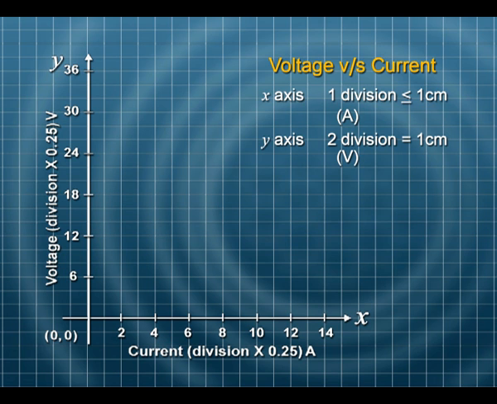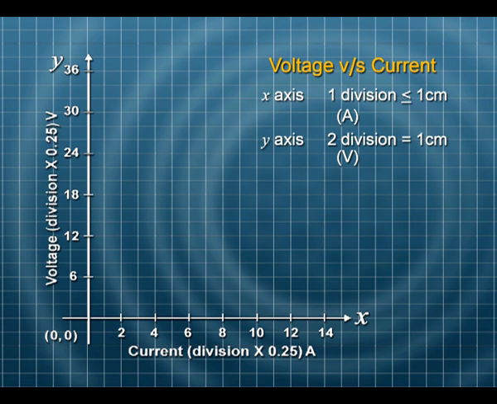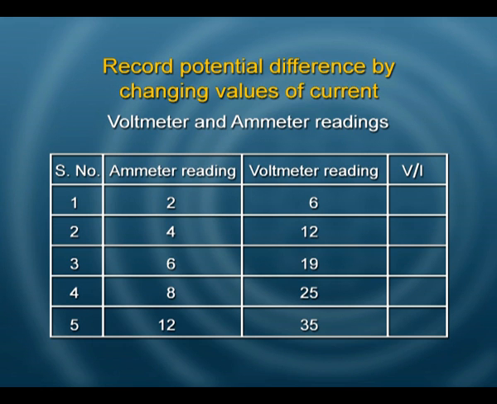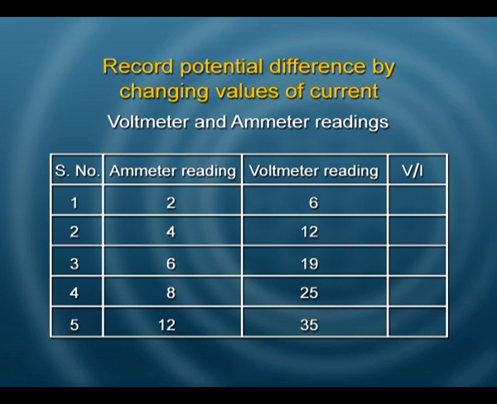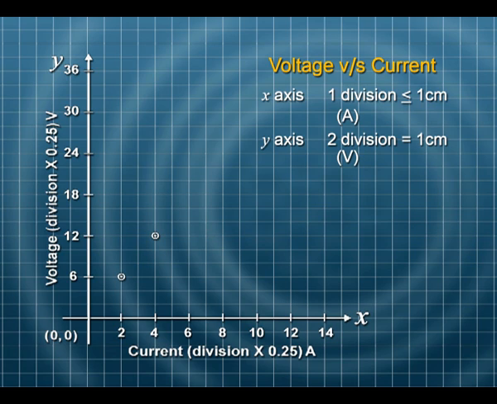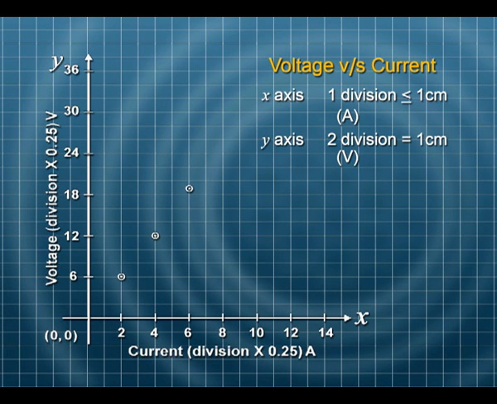Now, let us plot 2 and 6. So, 2 and 6, our first point will be here, then 4 and 12, our next point will come here, 6 and 19. So, this is 18, so this will be 19. Then 8 and 25, this value will come somewhere around here, and 12 and 35.